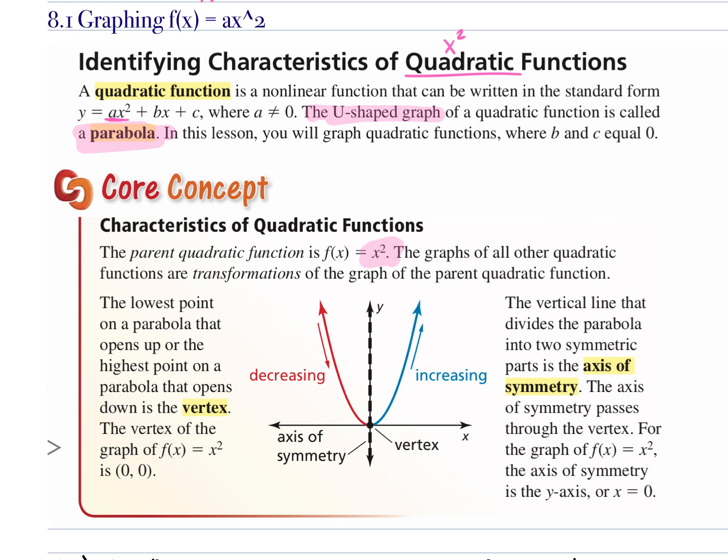It'll always be U-shaped. The lowest point on a parabola that opens up, or the highest point of a parabola that opens down, is the vertex. So the vertex is either at the tippy top or the very bottom. This would be our vertex here.